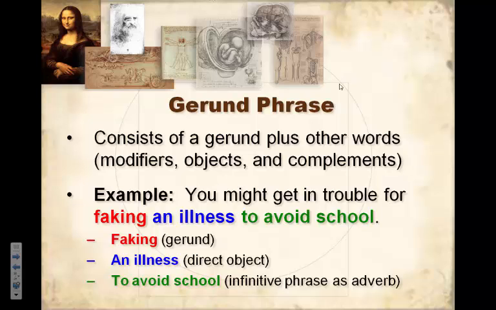A sentence might say, you might get in trouble for faking an illness to avoid school. So faking an illness to avoid school is the gerund phrase, and just to show you what the gerund phrase is comprised of here, faking is the gerund, and illness is the direct object of the phrase, what is being faked, and to avoid school is an infinitive phrase that's being used as an adverb. Okay, so in this particular gerund phrase, it's made up of a gerund, a direct object, and an infinitive phrase.